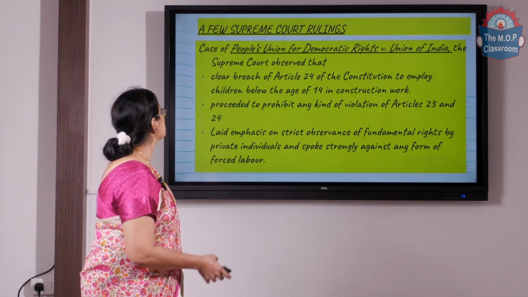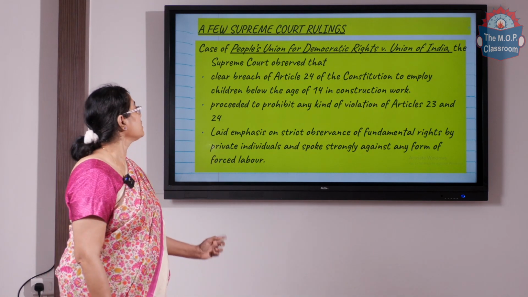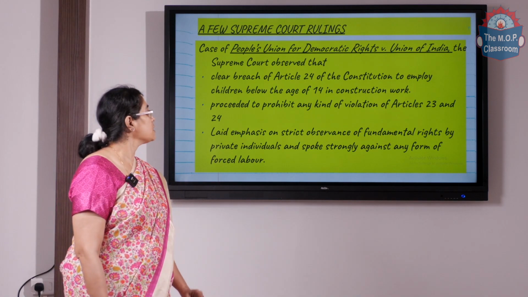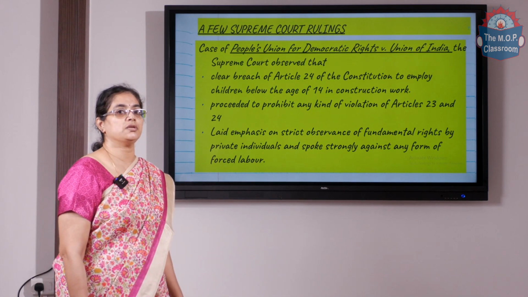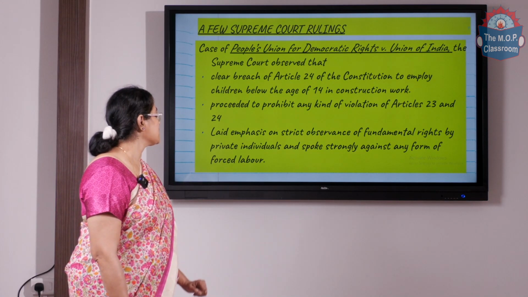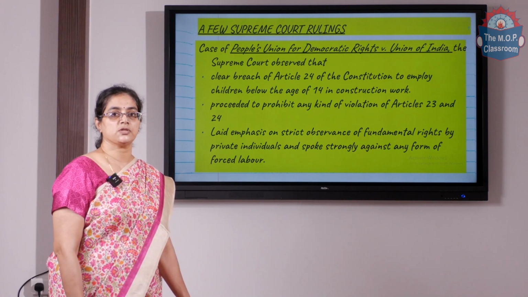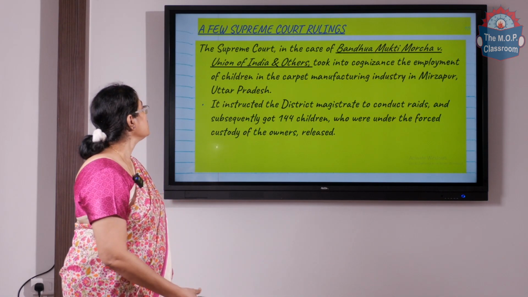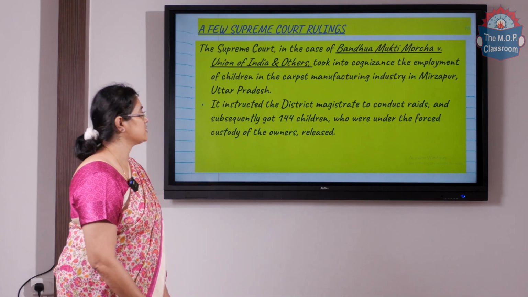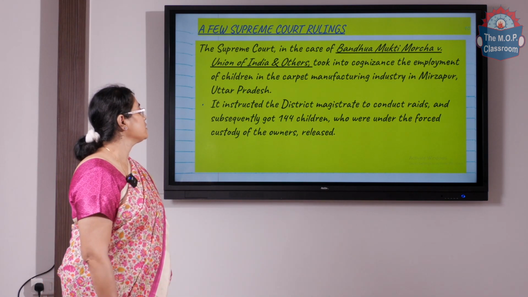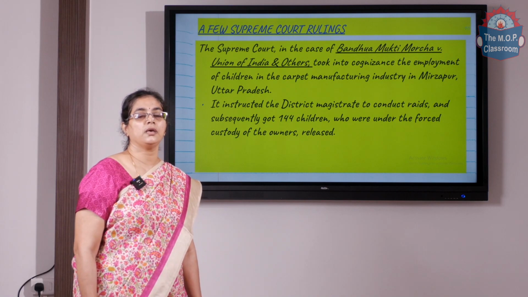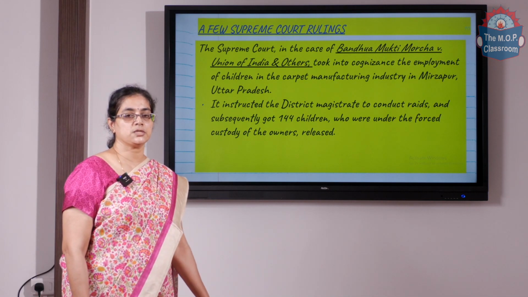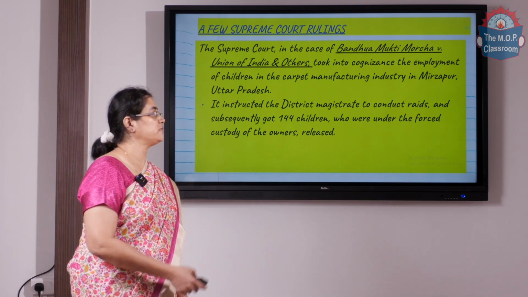So let us look at some of the Supreme Court rulings. In the case People's Union for Democratic Rights versus Union of India, the Supreme Court held that there was a gross violation of Article 24, and it also laid emphasis that fundamental rights of the children should not be denied and that children should not be forced into child labor. In the case Bandhua Mukti Morcha versus Union of India and others, the Supreme Court gave a ruling on children working in the carpet making industry in Mirzapur, UP state, where 144 children were released from forced labor by the order of the Supreme Court.